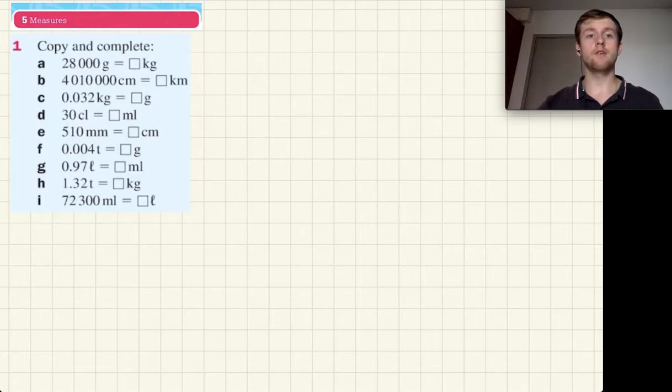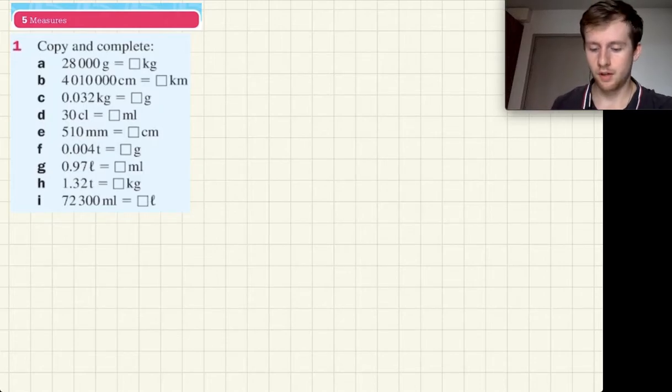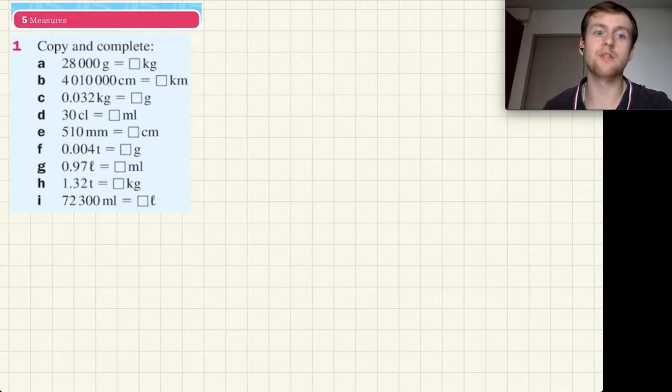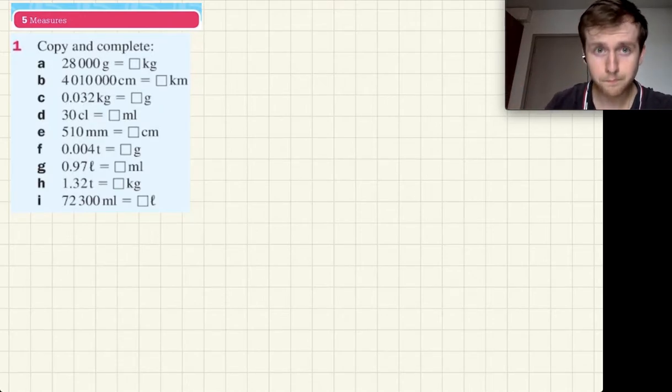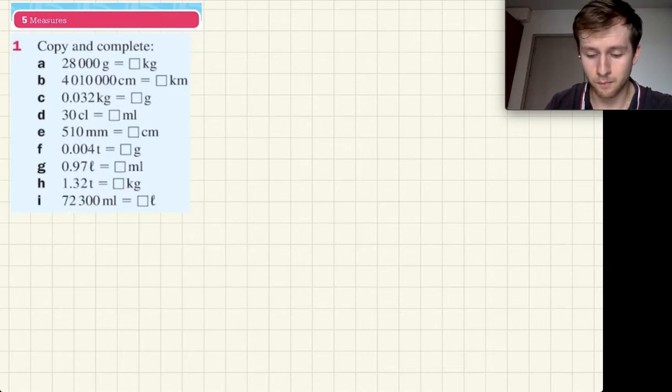In this lesson we are talking about measures, and let's start with converting some units. Here we have 28,000 grams converted to kilograms. How many kilograms would we get? Well, let's remember some basic stuff first. Basic stuff being kilograms to grams.